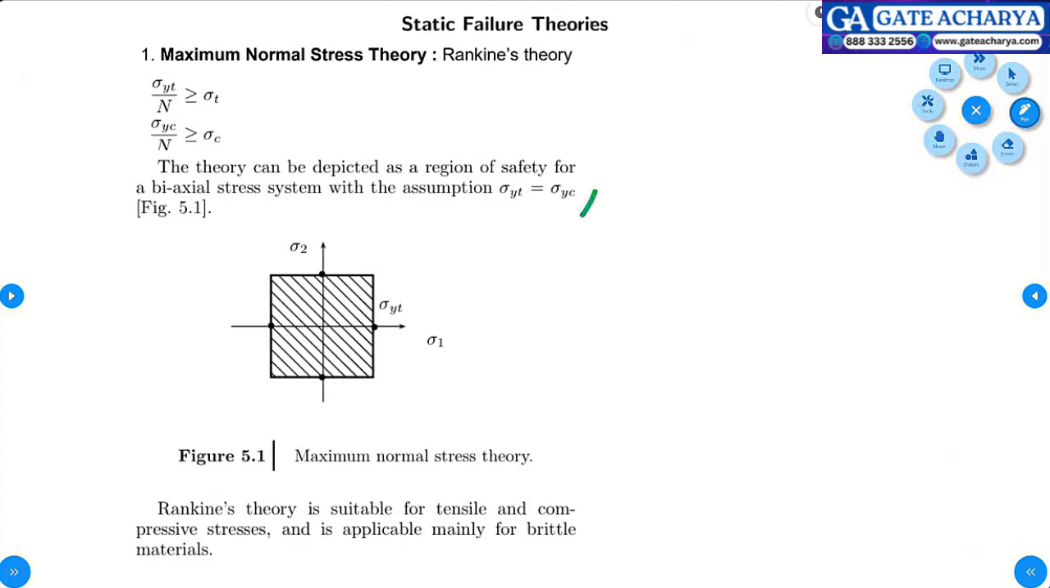Okay, so this is the assumption sigma yt is equal to sigma yc. So this is a biaxial system. We plot sigma 1, we plot sigma 2, then we plot sigma yt, right? And if we complete the points, it will be in the form of a square. This is called the design space. So our loading should come inside this design space to be on the safer side, to avoid catastrophic failure.